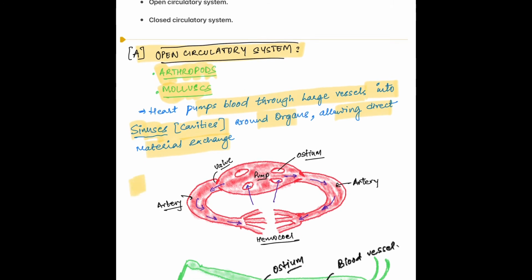This is a diagrammatic representation of an open system. This is the heart. It pumps blood into arteries, and from the arteries blood goes out into open cavities called sinuses. Exchange of gases, nutrients, etc. takes place in the sinuses, and this blood then later returns back to the heart.